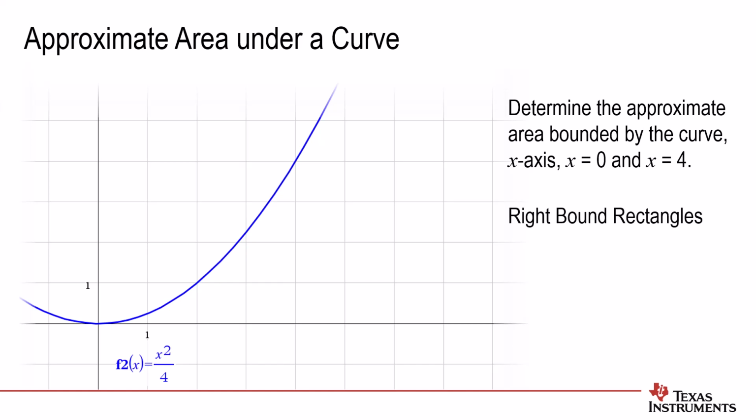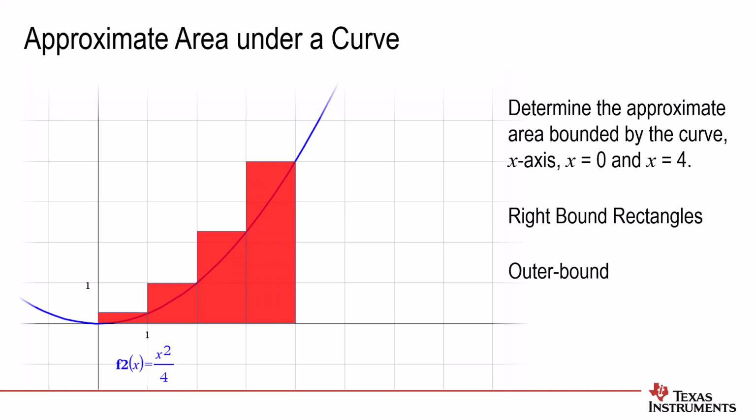That is, the rectangles that we're using are bounded by the curve in the right-hand corner. And in this case, because of the curvature, that's exactly the same as what we call outer bound. So the first rectangle is bound when x equals 1. The next one would be bound on the right-hand side at x equals 2, then x equals 3, and x equals 4.